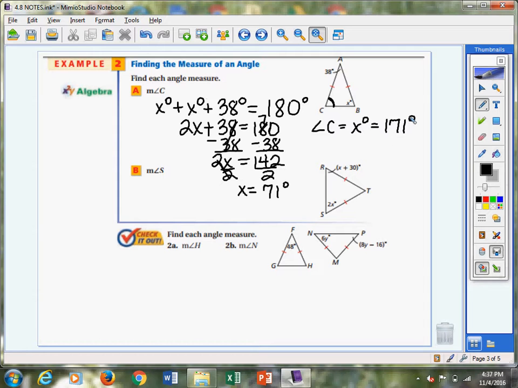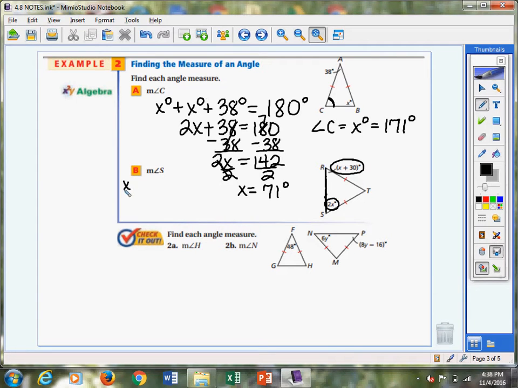All right, now look at letter B. This time we're going to find the measure of angle S. And as you can see, they kind of turned our isosceles triangle a little bit so that the base is straight up and down instead of horizontal. That's okay. But look what they gave us. The base angles are the angles that are opposite of those congruent sides, those equal sides. They, in and of themselves, are equal to each other.